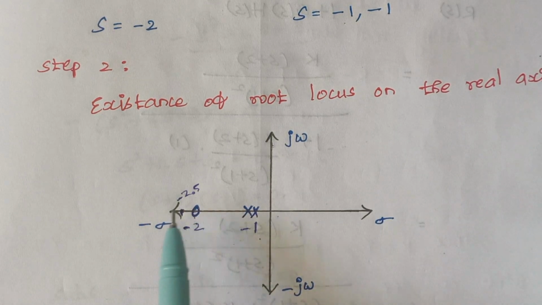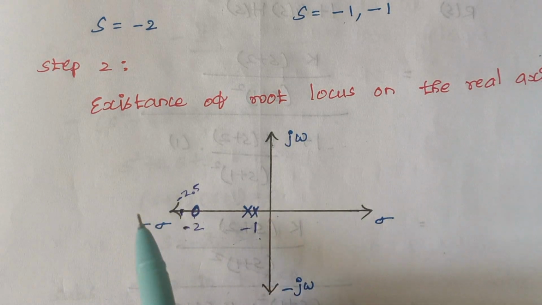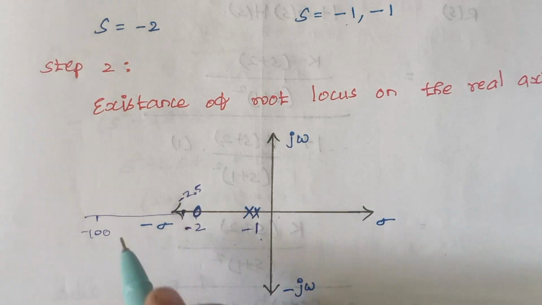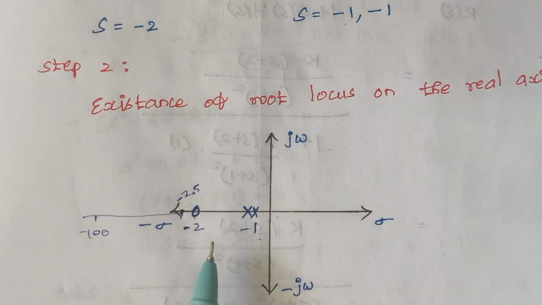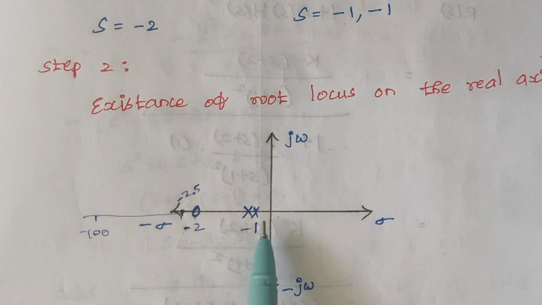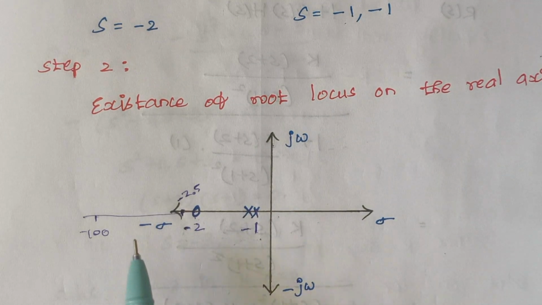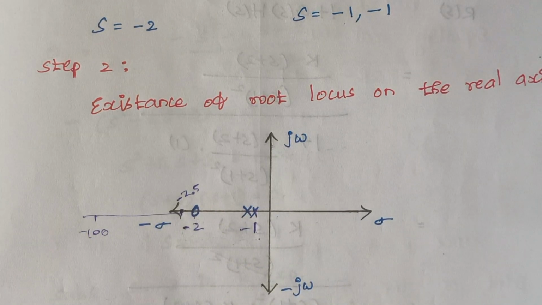Even if you take minus 100 as a test point, lying somewhere here, again to the right hand side of minus 100, how many poles and zeros? Again, the same poles and zeros will be lying, that is 2 poles and 1 zero. So totally 3, an odd number. Therefore, the root locus exists from minus 2 to infinity.